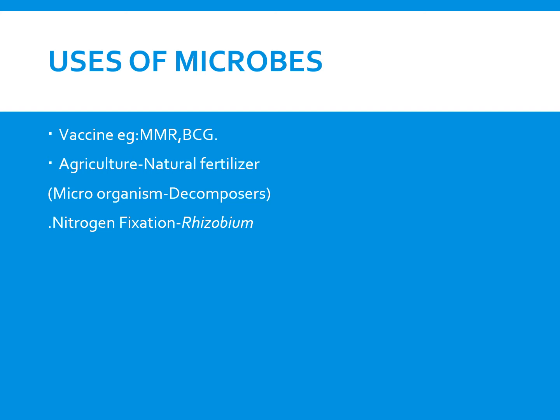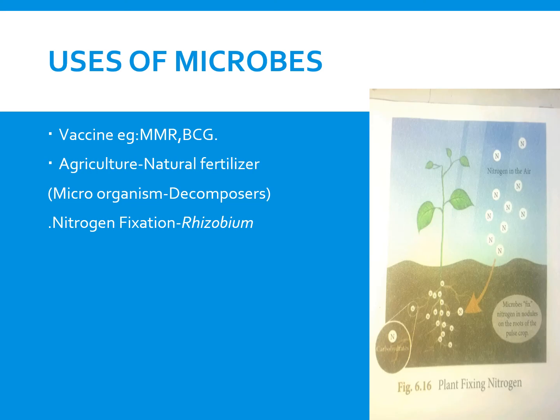Agriculture, natural fertilizer, microbes as decomposers, and nitrogen fixing bacteria, rhizobium and acetobacter. See the diagram, how it is fixing the nitrogen. Why? Plants cannot take nitrogen directly from the atmosphere. So with the help of these nitrogen fixing bacteria, they are helpful in fixing the nitrogen for the green plant.